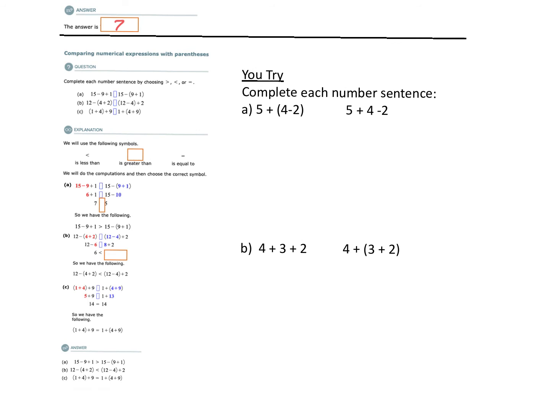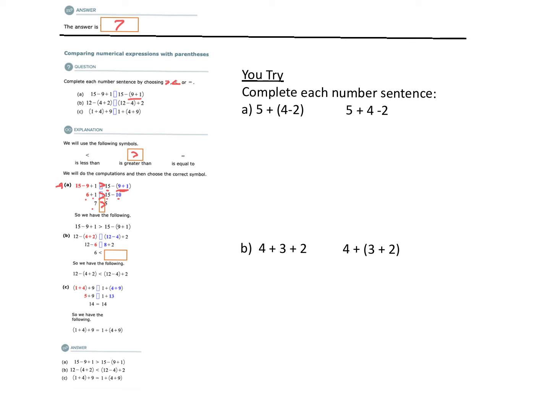All right, we're going to evaluate each of these with a greater than, less than, or equal to sign. 15 minus 9 plus 1, or 15 minus 9 plus 1. Okay, that's our first one. Okay, so down here, 15 minus 9 we're going to do first, which gave us 6, then plus 1 is 7. Over on the right side we did 9 plus 1 first, which was 10. 15 minus 10 was 5. So 7 is greater than 5. So they're not the same. Even though they're the same numbers, order matters.